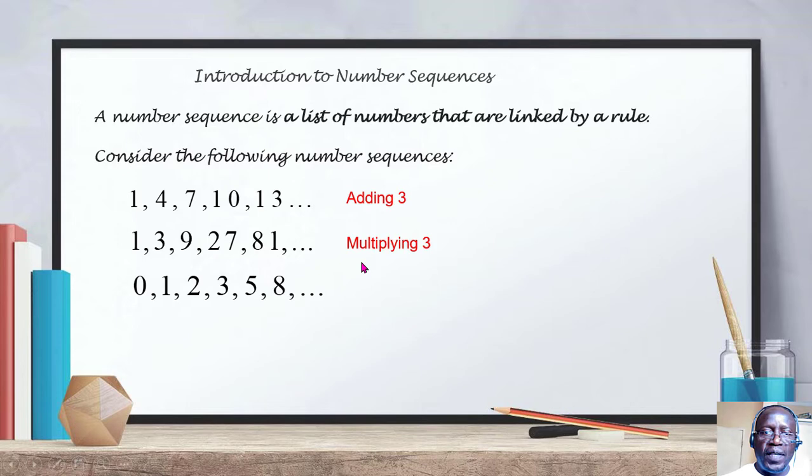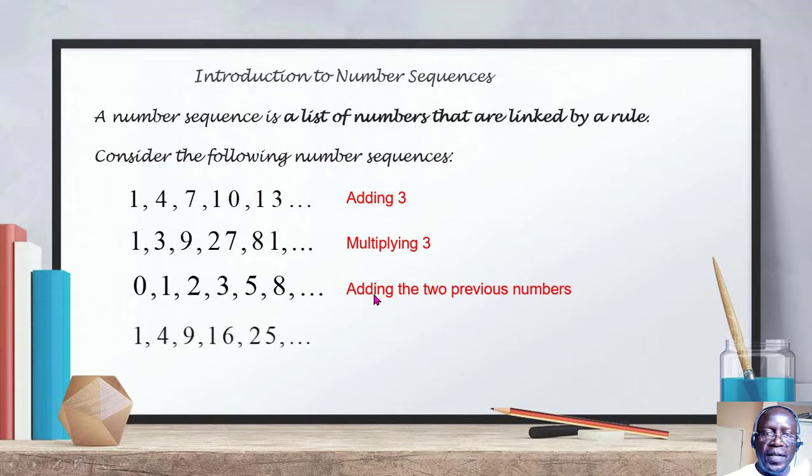Here's another example of a sequence. I love this sequence. This sequence is being arrived at by adding 2 previous numbers. So if we add 0 and 1, we get 2. If we add 1 and 2, we get 3. If we add 2 and 3, we get 5. If we add 3 and 5, we get 8, and so on and so forth.